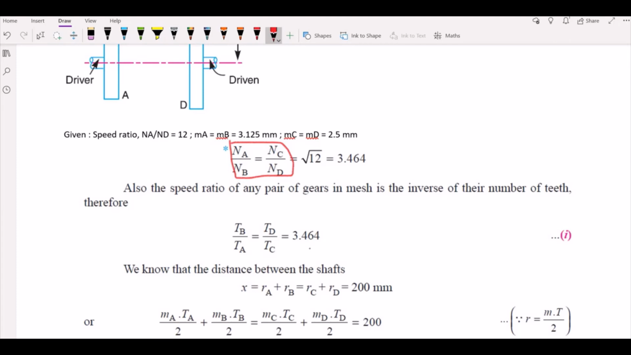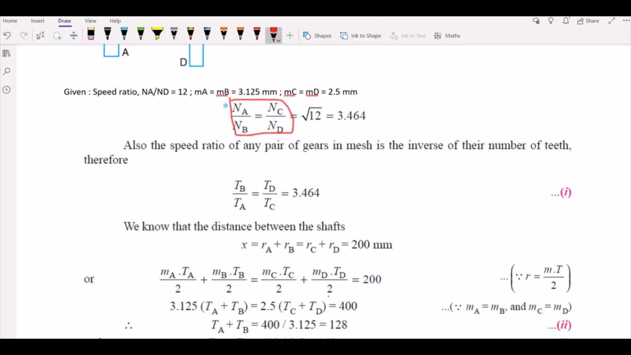We have already gone through the derivation of your reverted gear trains, where the circular pitch radius RA plus RB is equal to RC plus RD. From this, what is R, which is a very important relation? This you also need to remember, where R is equal to mt by 2. R is equal to mt by 2.